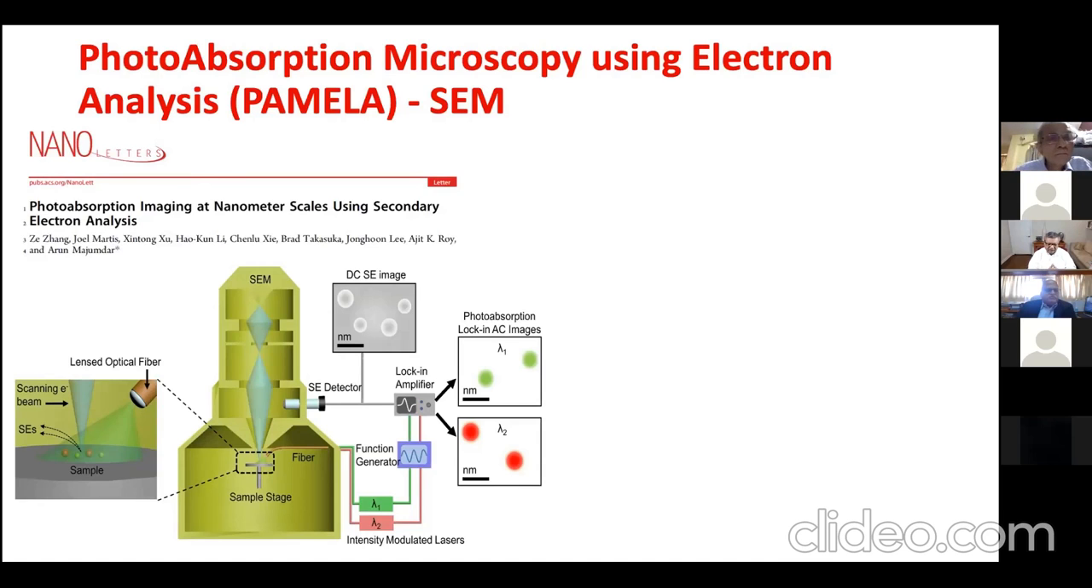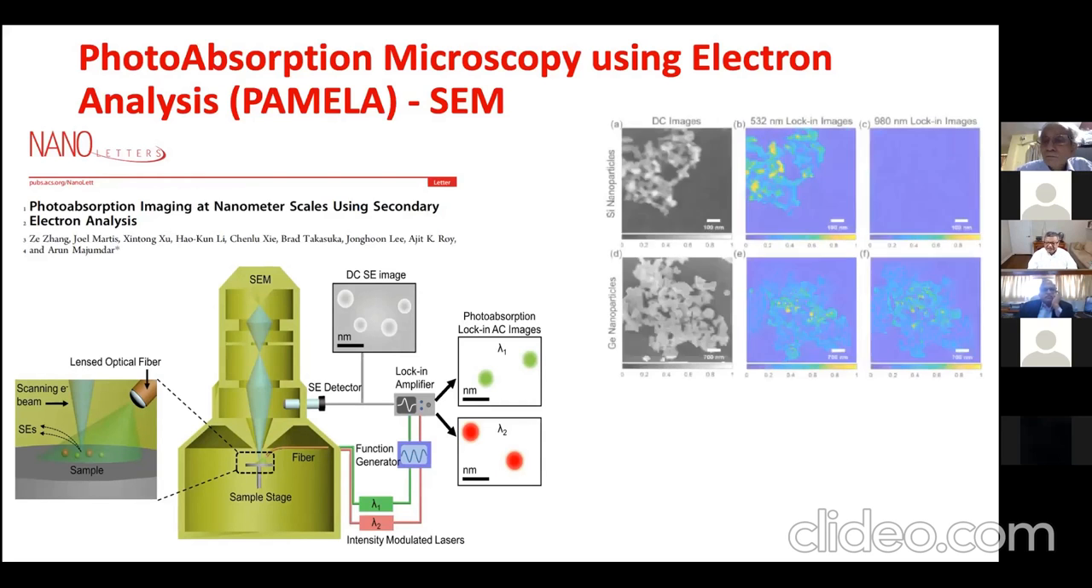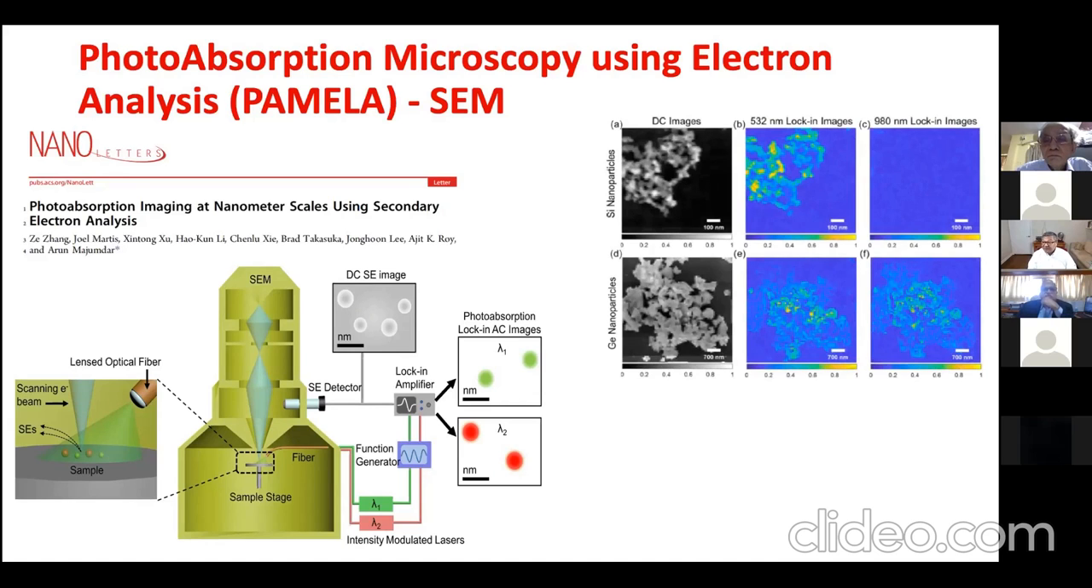What we are doing is to ask the question: if you shoot light in there, will the secondary electron production be modulated by absorption of light? Because absorption of at least visible light also excites electrons, maybe in a semiconductor from the valence band to the conduction band. Would the secondary electron be modulated in any way? And the answer we found is that, indeed, it can be modulated.